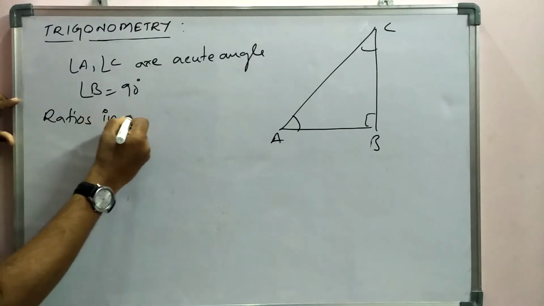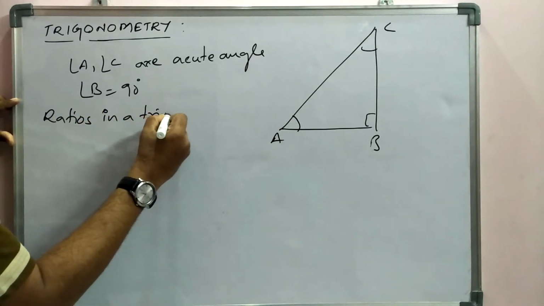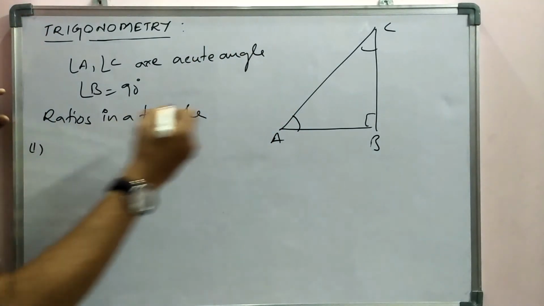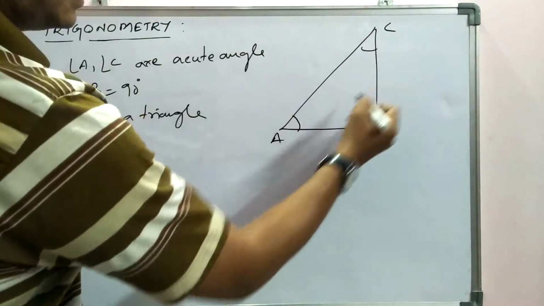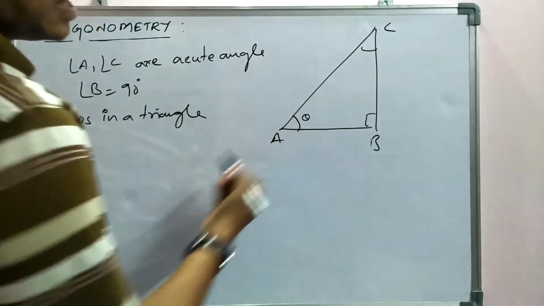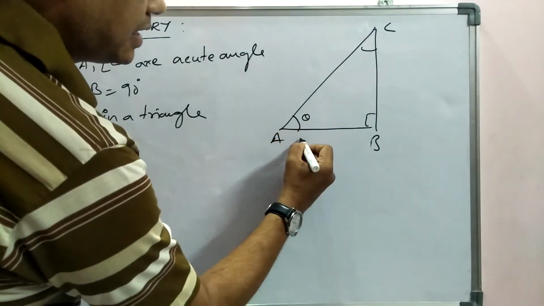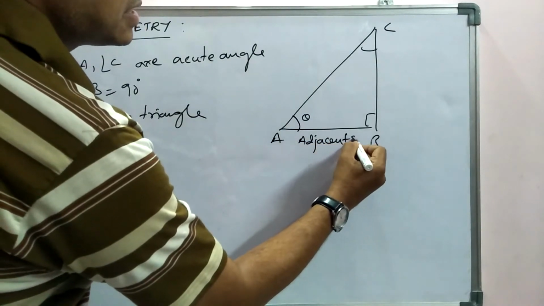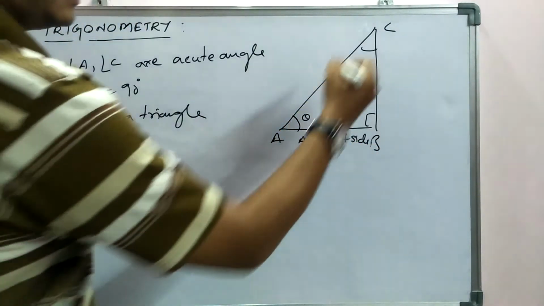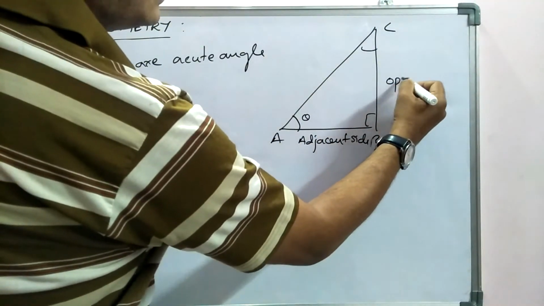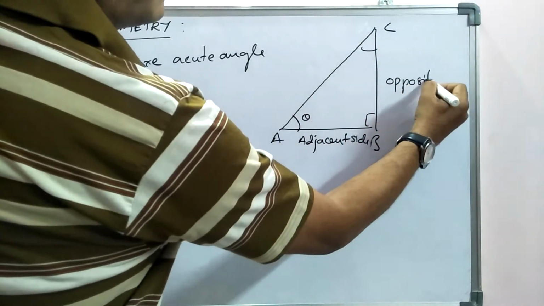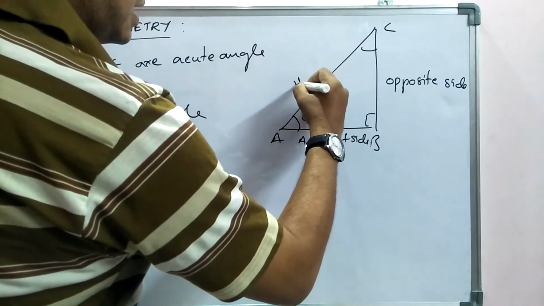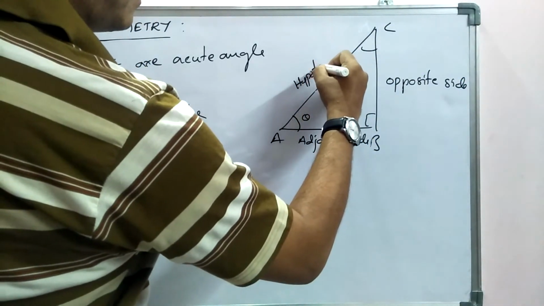Now we'll see the ratios in a triangle. What are the ratios in a triangle? Just observe. Let theta be an angle. For this angle, this is called the adjacent side. For theta, BC is the opposite side, and AC is the hypotenuse.